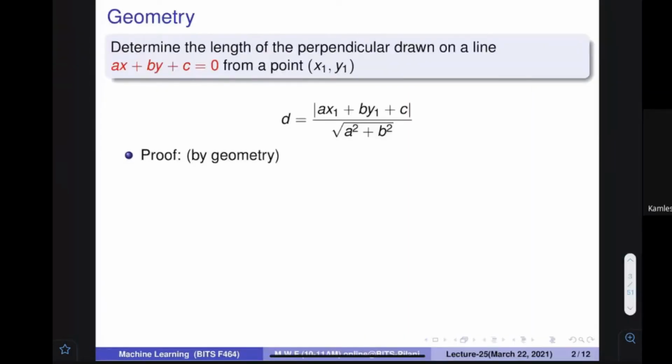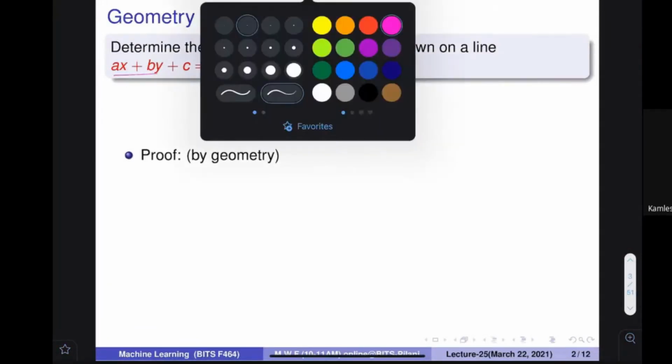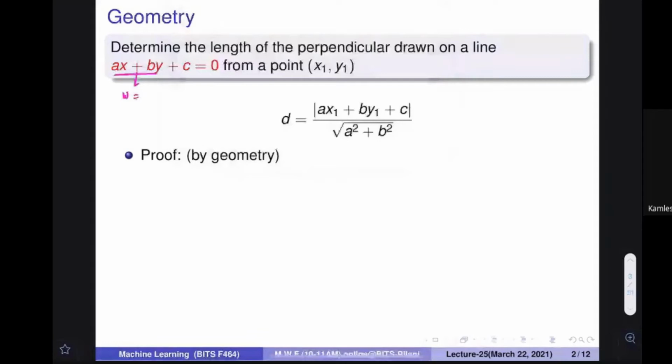Many of you know from your intermediate mathematics that if the distance is d, then d is the positive value of (ax1 + by1 + c) divided by the square root of a squared plus b squared. Let me also introduce a small representation: let's assume that this particular quantity represents some w, and I say that w is equal to (a, b) in our case.